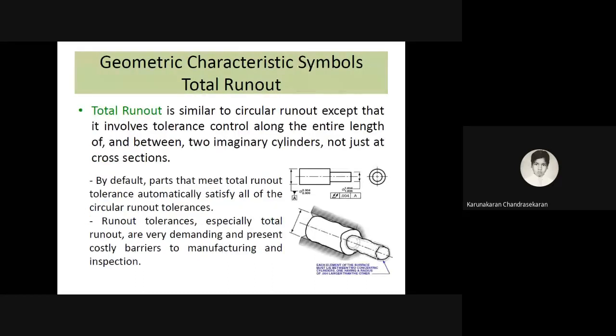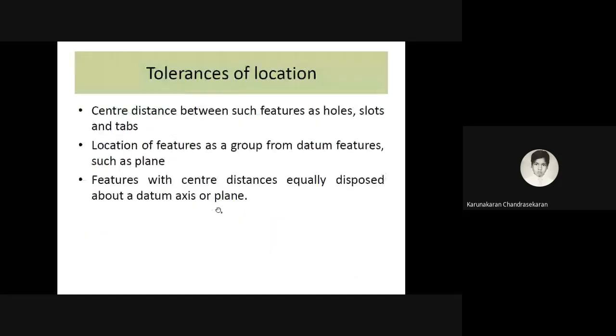Similarly for total runout, the only difference is you will have two arrow marks. Total runout controls the entire length between two imaginary circles. So we are going to measure between two circles. And this covers the different symbols used in the 2615.